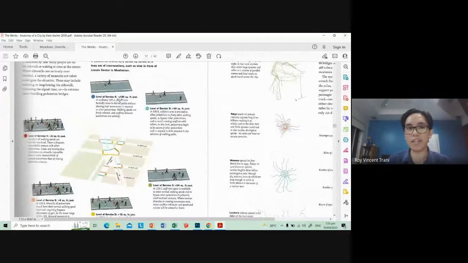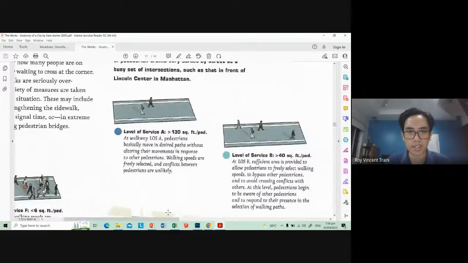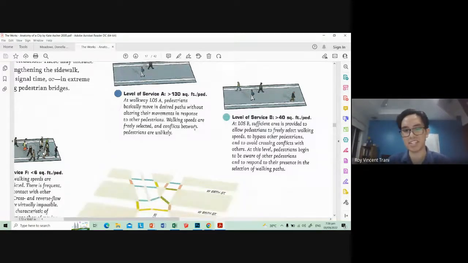So, for example, a level of service A would be desirable for maybe residential areas, and let me zoom in a bit here. So the description is a walkway with LOS A. Pedestrians basically move in desired paths without altering their movements in response to other pedestrians. Walking speeds are freely selected and conflicts between pedestrians are unlikely. So that's about 130 square feet per pedestrian. So they have 130 square feet to move around in. Sorry, it's in feet because it's an American book.